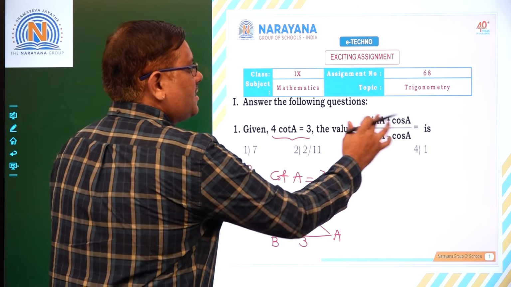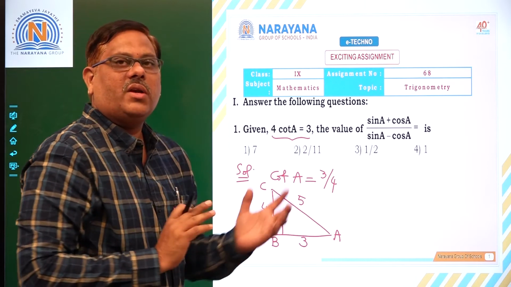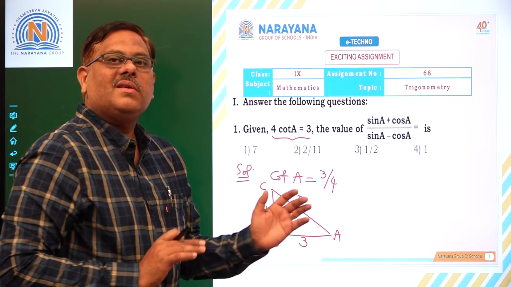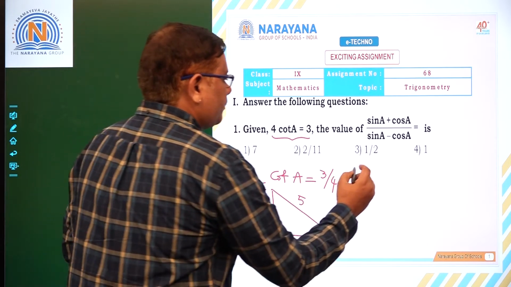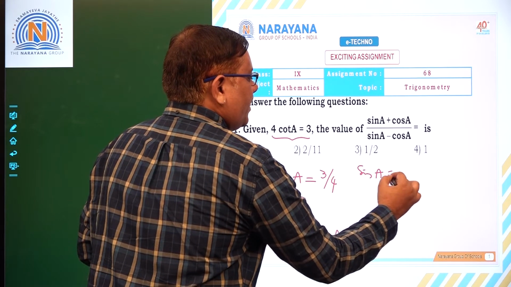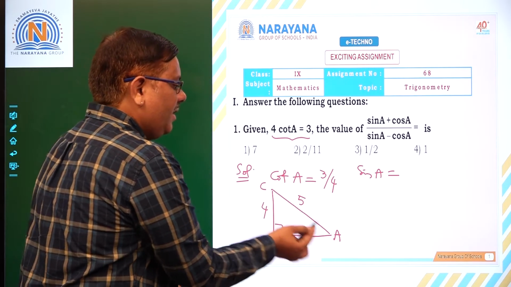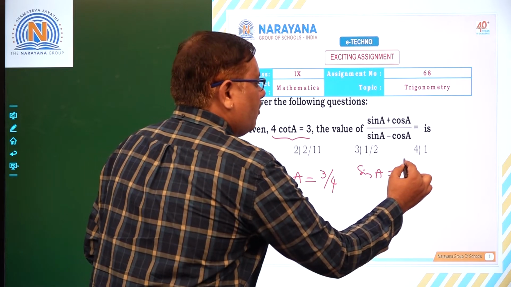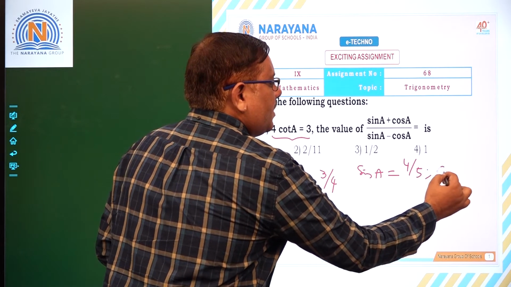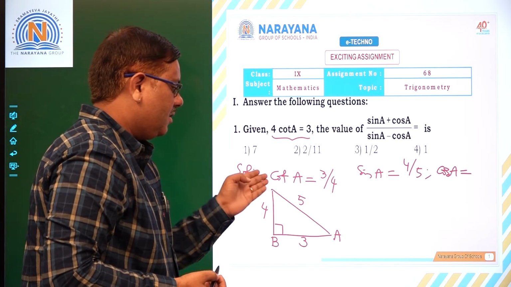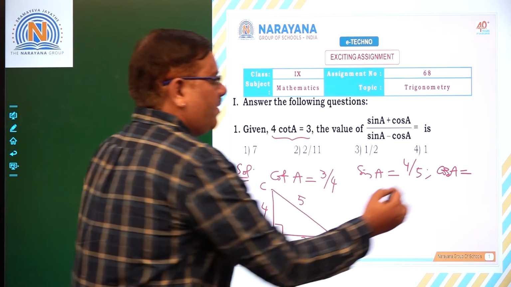Now based on this, let us define sin A and cos A, so that we can find the value of (sin A plus cos A) by (sin A minus cos A). Sin A is defined as opposite side to A by hypotenuse, that is 4 upon 5. Similarly, cos A is adjacent side to A by hypotenuse, that is 3 upon 5.